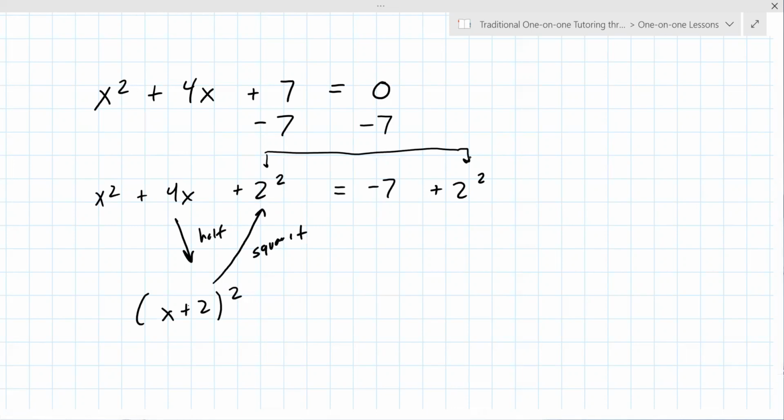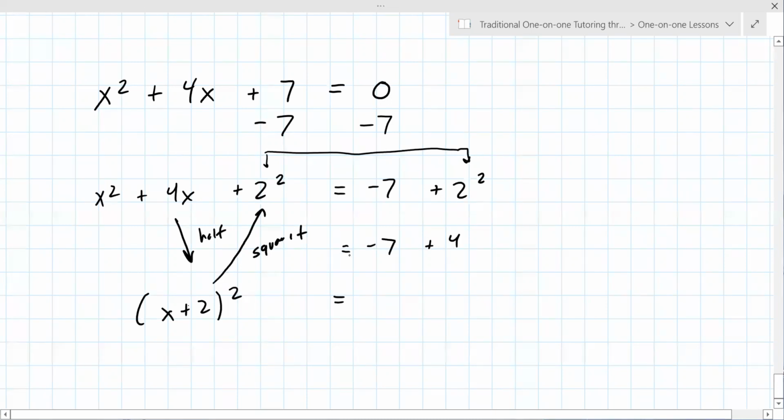On the right-hand side, you have minus 7 plus 4. What does that add up to? It adds up to negative 3. Sorry, negative 3.